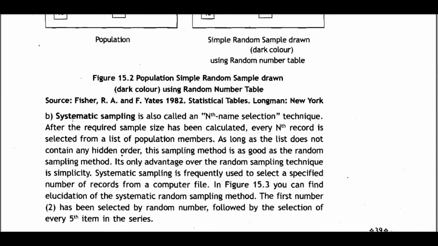Now we will look into B, systematic sampling, also called the nth name selection technique. After the required sample size has been calculated, every nth record is selected from a list of population members, as long as the list does not contain any hidden order. This sampling method is as good as the random sampling method. Its only advantage over the random sampling technique is simplicity.